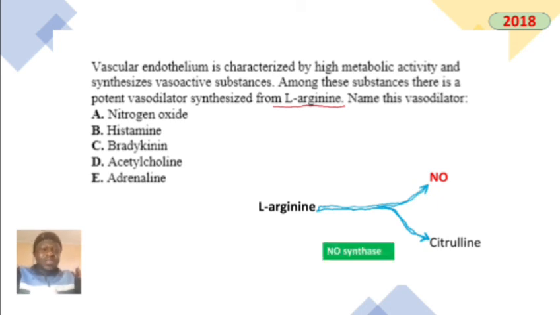Okay, so here is the enzyme. Nitric oxide synthase is the enzyme which cleaves L-arginine to form nitric oxide and citrulline, a vasoactive substance, right? Okay, so this is the closest answer. It's closest to the truth.